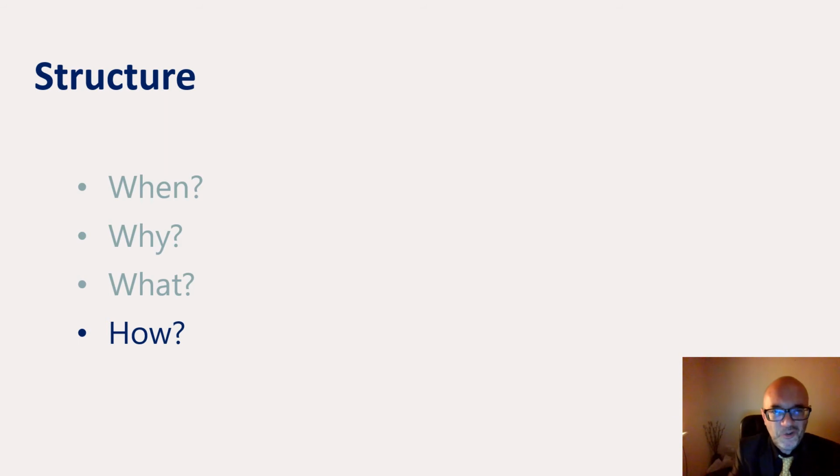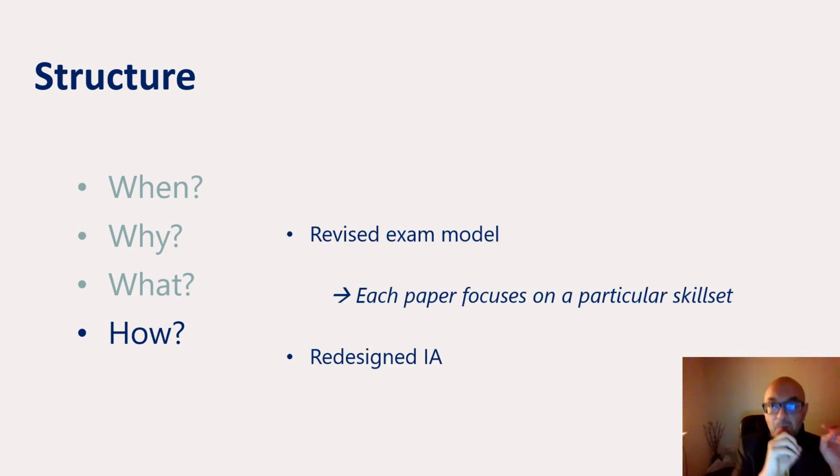Now, coming back to the structure of my video podcast, after the when, the why and the what, we now have how. How is the IB going to assess our students with the new guide? Both the exam model and the IA model are changing. The exam model has been redesigned to ensure that each paper focuses on a particular skill set. As you know, a weakness of the current model is that section B of paper 1 looks very much like section B of paper 2, with some text followed by some questions. This is changing. And the IA itself is changing too.